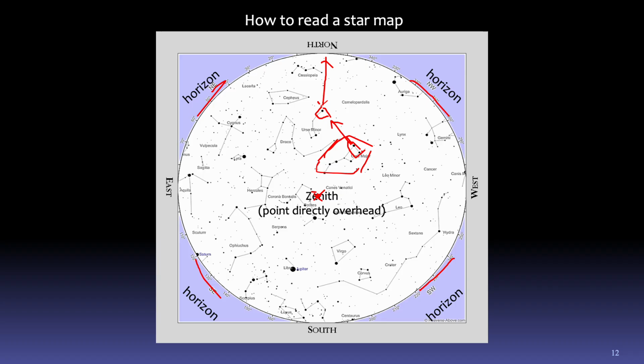And by the way, Polaris itself is bright enough that often you can just recognize it without trying to find Ursa Major. But sometimes it's a little bit dim, so finding Ursa Major helps.